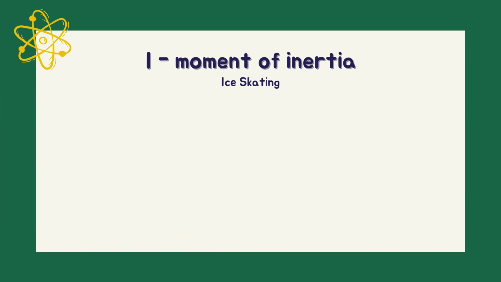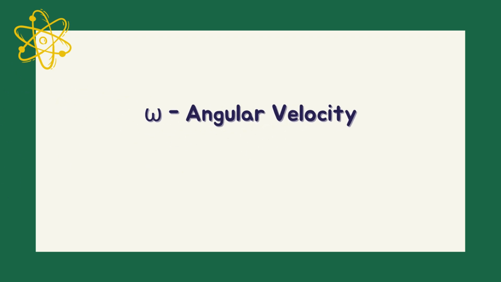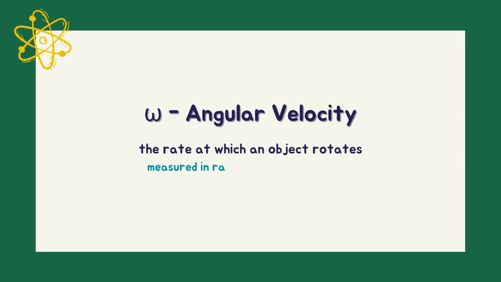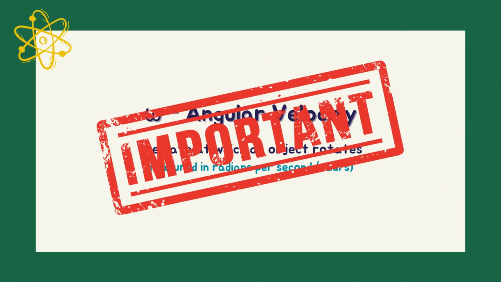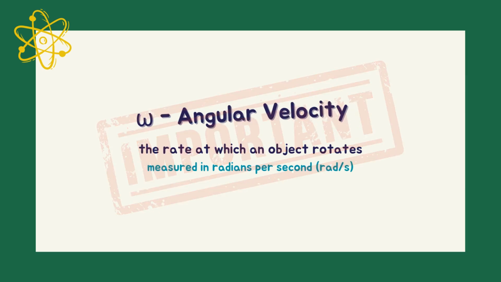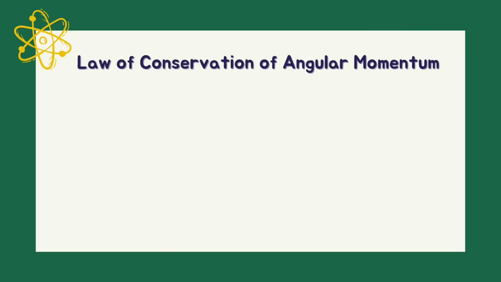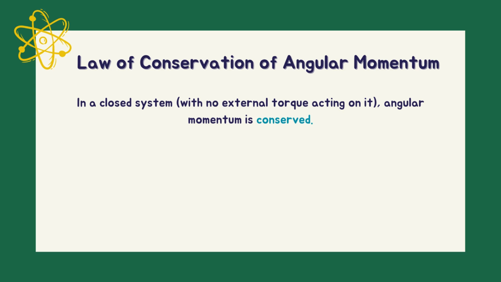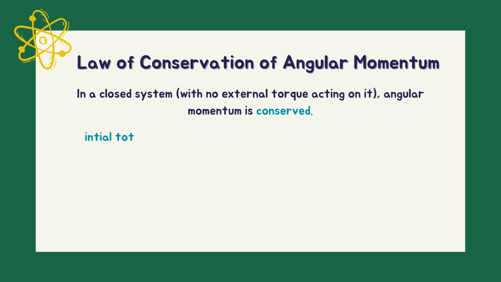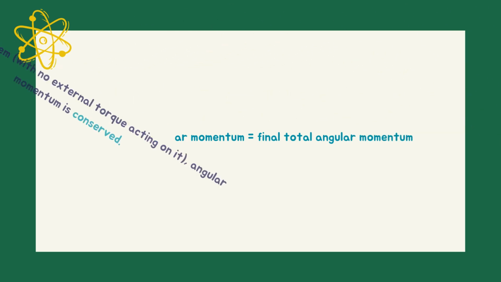Continuing, let's follow up with what angular velocity is, which essentially is the rate at which an object rotates, measured in radians per second. However, there's something super important that we need to take note of. That is the law of conservation of angular momentum, which states that in a closed system with no external torque acting on it, angular momentum is conserved. This means that the initial total angular momentum is equal to the final total angular momentum when no torque is acting on it. But what exactly is torque?